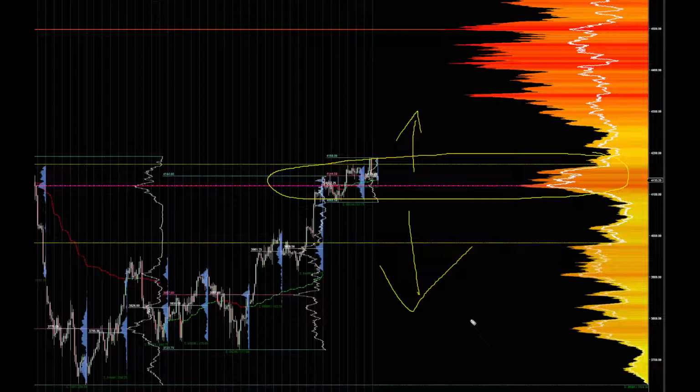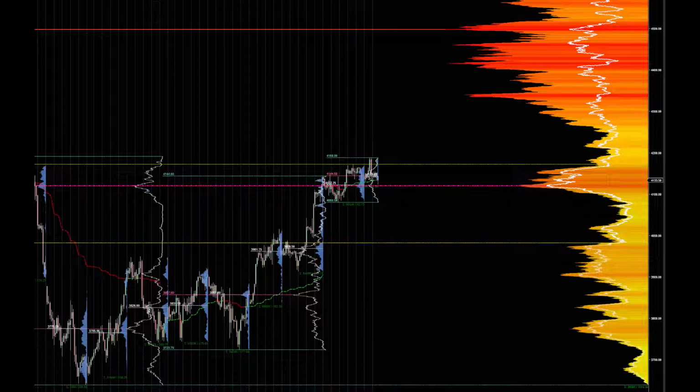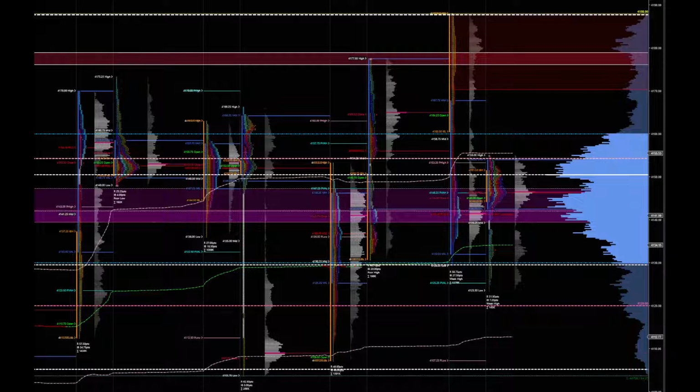Okay. So now that I showed everybody that, so we got a pushed out view of what we're looking at, right? So I want to go now into the market profile, okay? And let's look at the ES. All right. Okay, so here's ES.